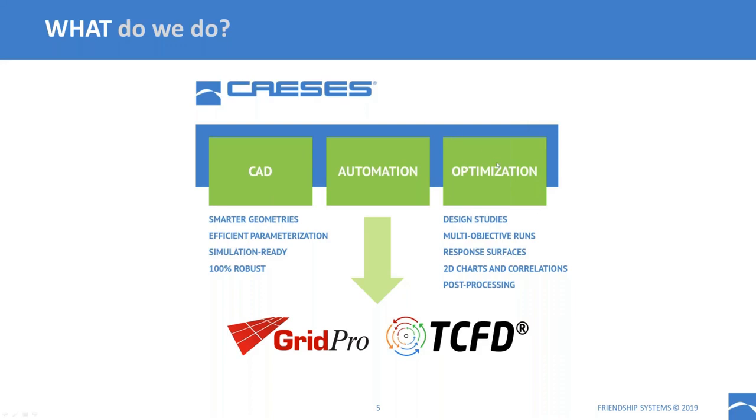optimization, where we have all the algorithms that are necessary to run optimizations, data management to take care of all the data that is created during the optimization process and post-processing, so that you can compare results and finally select your preferred geometry variant at the end of the process.